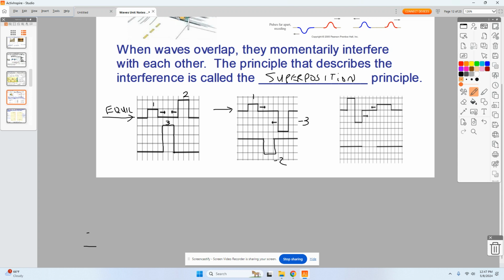Now I have a square wave that has both a crest and a trough overlapping with something that's just a crest. When these things overlap, this is a 2, that's a negative 2. This is a 1, that's a 1. The 2 and the 1 will be over top of each other, at the same time as the negative 2 will be over top of that, and that waveform would look like that, just for the time being. And then they pass through each other.